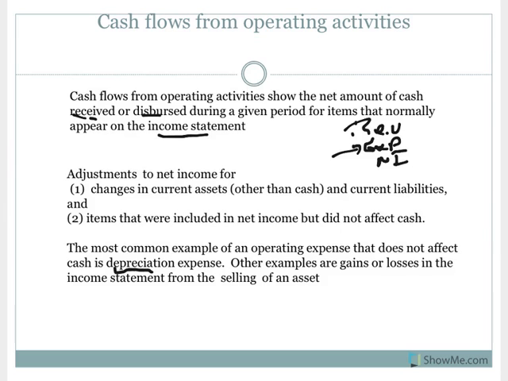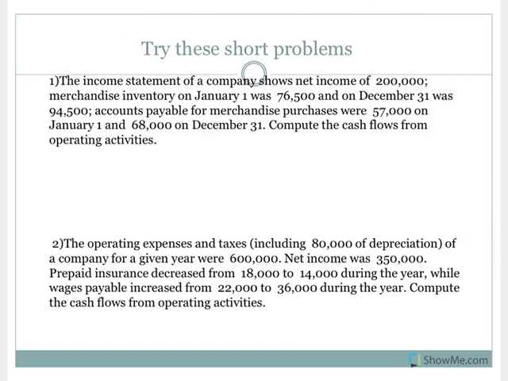Same with current assets. If we invested in current assets, we deduct that. So we're trying to convert net income to cash, and we do that by adjusting it for the accounts receivable and the inventory and the accounts payable. Let's go through a couple of examples here. The income statement for a company shows net income of $200,000. Okay, so we have $200,000.